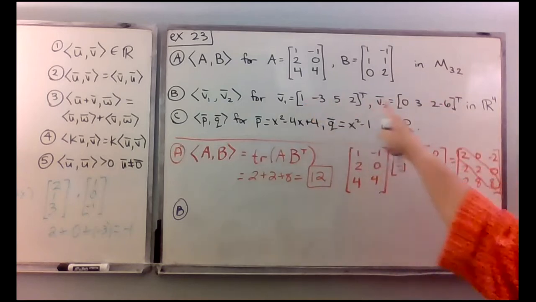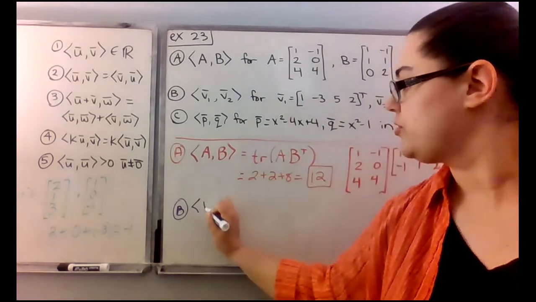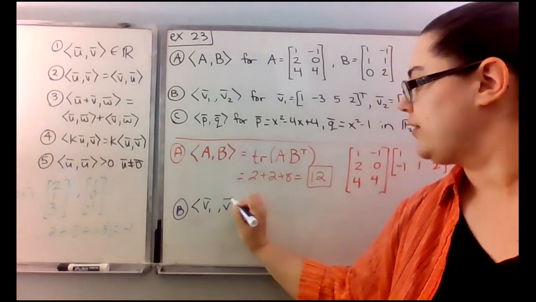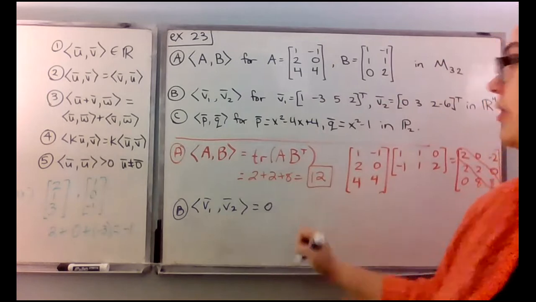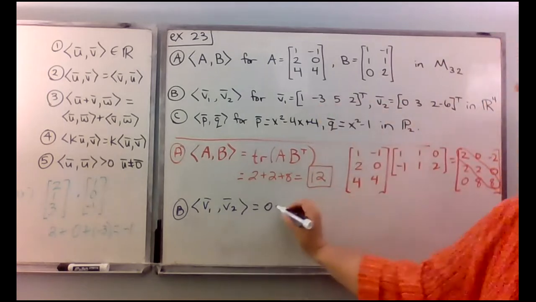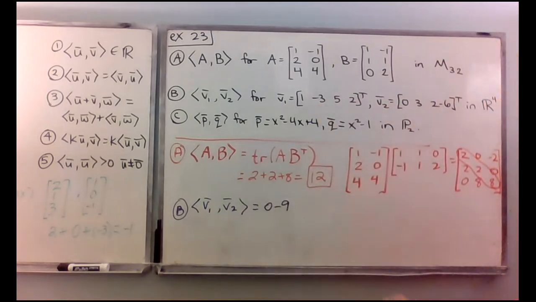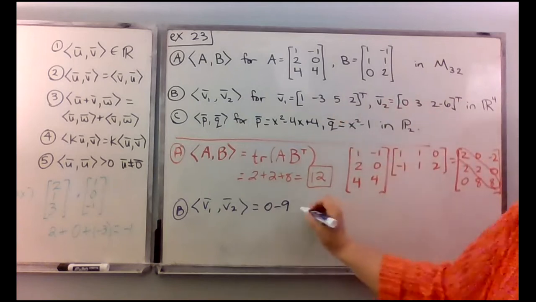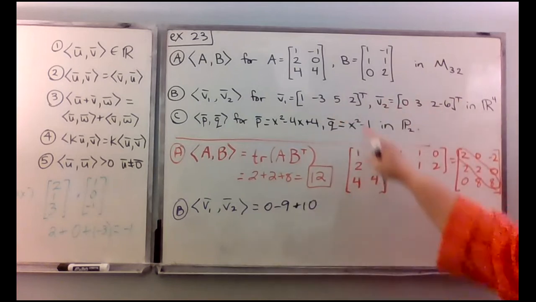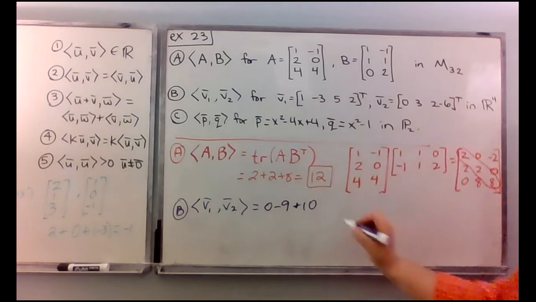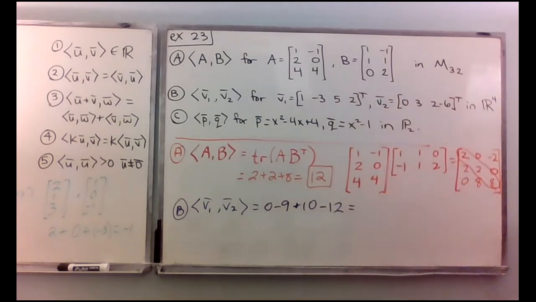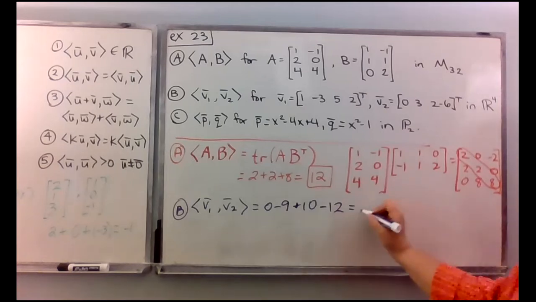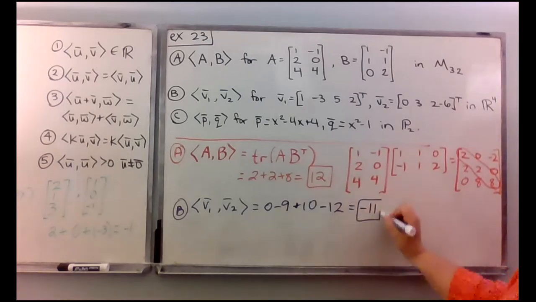So we have 1 times 0. I'm going to do V1 dot V2 here. 1 times 0 is 0. -3 times 3 is a -9. 5 times 2 is 10. And 2 times -6 is -12. And when I add all of that together, I think I get a -11.